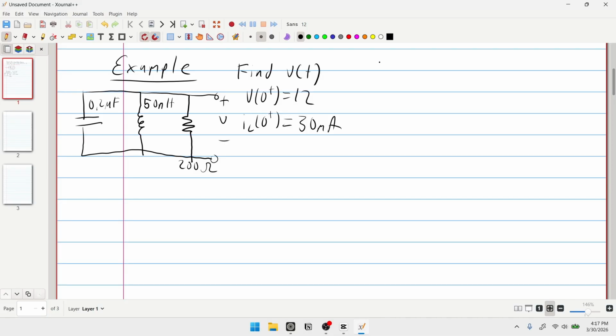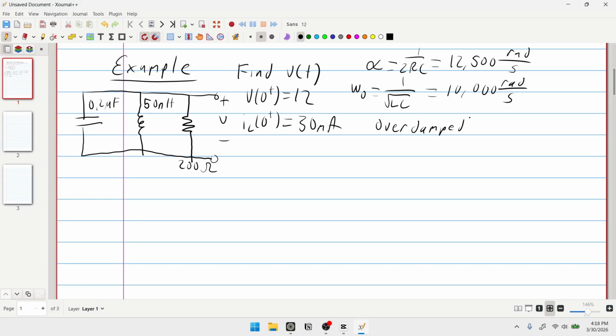so we need to find our alpha and our natural frequency, right? So alpha is equal to 1 over 2RC, as we saw in the parameters video. And so if we put that in our calculator, we get that alpha is equal to 12,500 radians per second. And our natural frequency is equal to 1 over the square root of LC, which equals 10,000 radians per second. All right? So comparing our alpha and our omega naught, we see that this circuit is overdamped. Okay, it's overdamped.